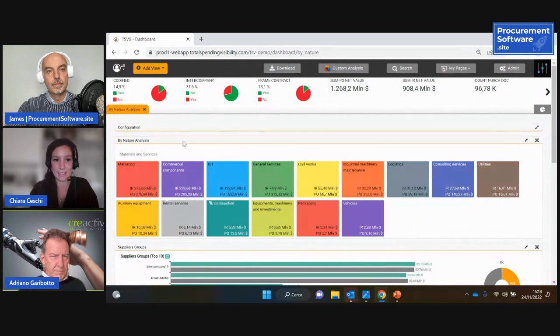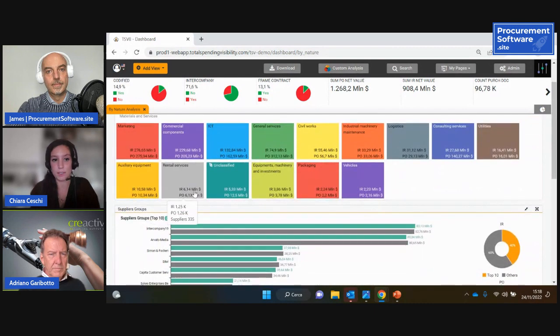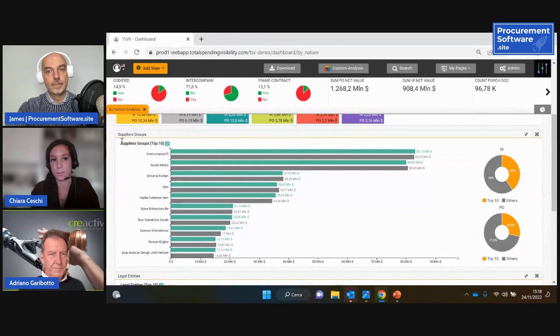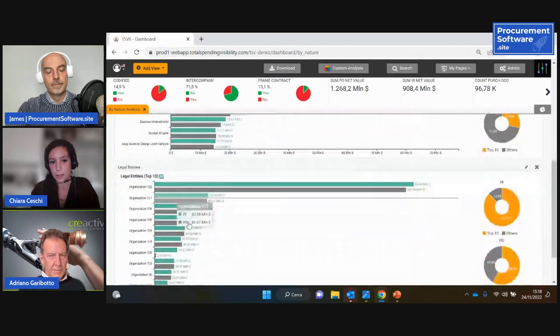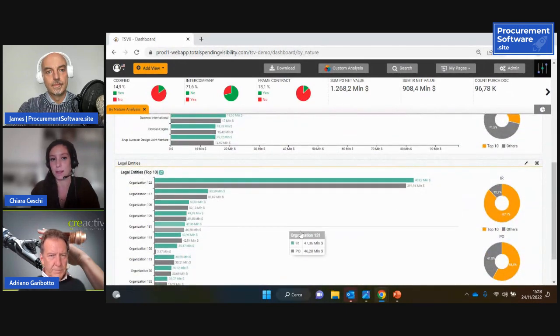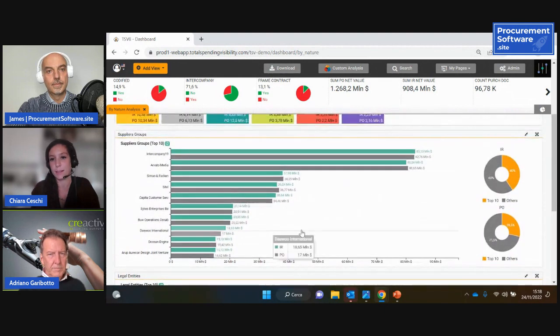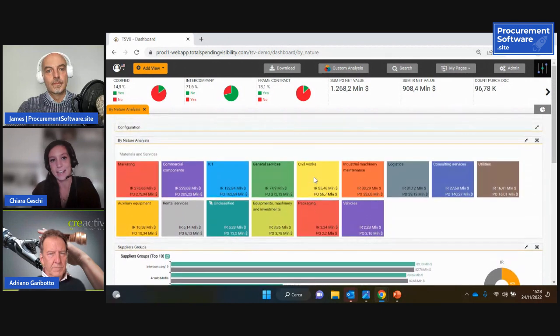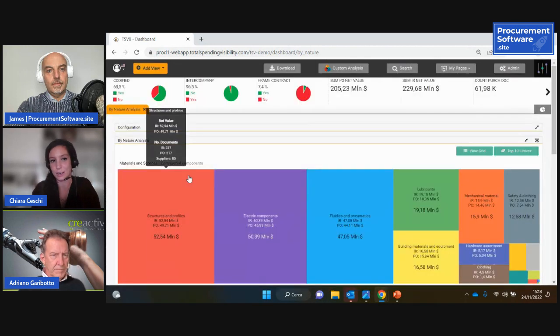So in this case, for example, we have marketing, commercial components, ICTs, so all of the categories that you normally know. The spend is also represented by some graphics, for example, the top 10 of the main supplier groups or the top 10 of the main organizations. So it might be very interesting in knowing where the spend is or how the spend is distributed through the categories. In TSV, it's also possible to drill down the categories only by clicking on a certain category.